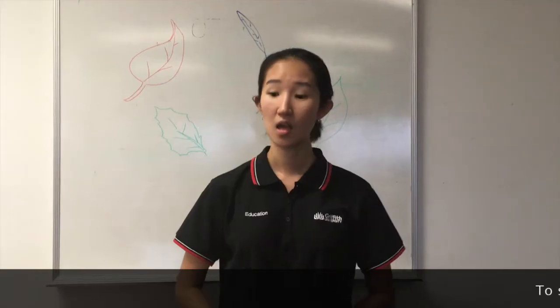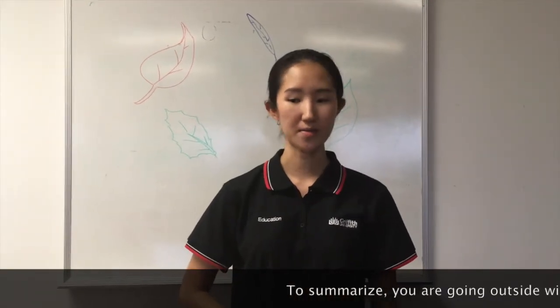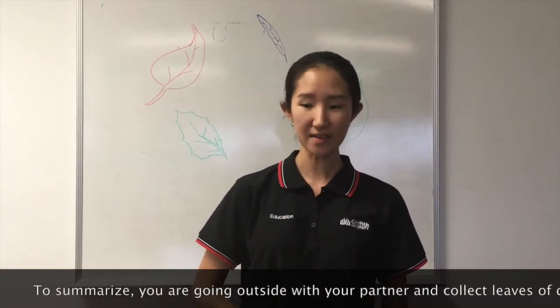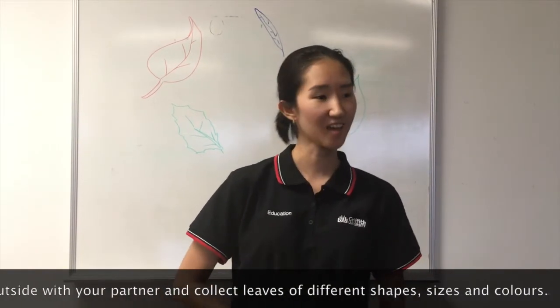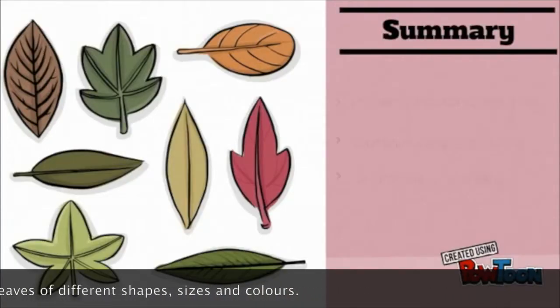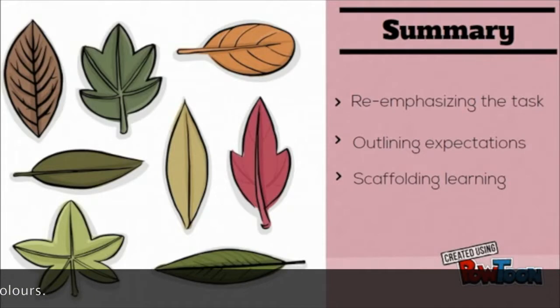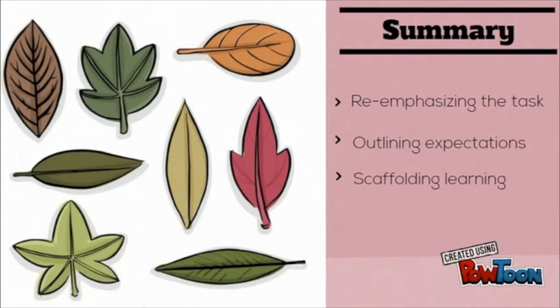To summarize, you are going to go outside with your partner and collect leaves of different shapes, sizes, and colors. The teacher is bringing the class back into focus and repeating the desired task description. This re-emphasis of the task supports Lee's diverse need of ADHD. Rather than telling him what not to do, the teacher is explicitly outlining her expectations and scaffolding Lee's learning.